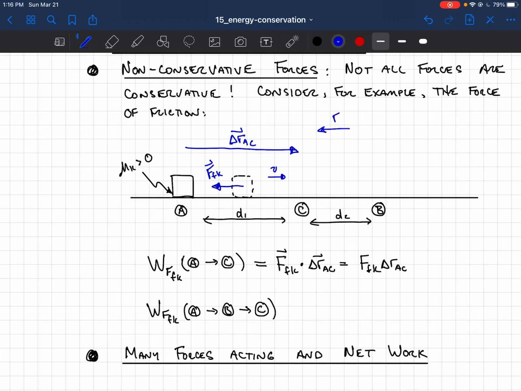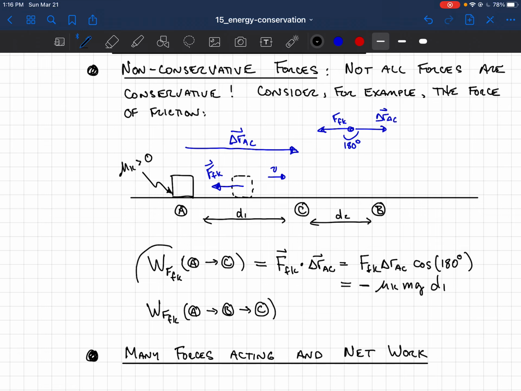Well, let's draw that out for ourselves. Force of friction kinetic, delta r AC, and the angle between them is 180 degrees. So that's going to be times cosine of 180 degrees. So what is that equal to? Well, it's going to be, I guess, mu k times Fn. The mass is just sitting here on a flat surface, so Fn will be mg. So that'll be mu k times mg times delta r. Well, that's d1, as shown in the picture. And there's going to be a minus sign in front because of the cosine of 180.